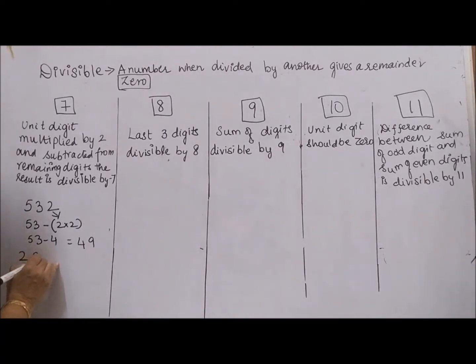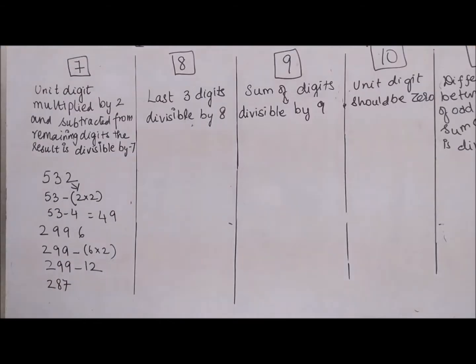One more, 2996. What should we do? 299 minus 6 into 2. 299 minus 12. 287. Still, with 287 we are not sure whether it is divisible by 7. So again we will do the same rule. 28 minus 14, which is 7 into 2, which will be 14. 14 is divisible by 7. So 2996 also is divisible by 7.